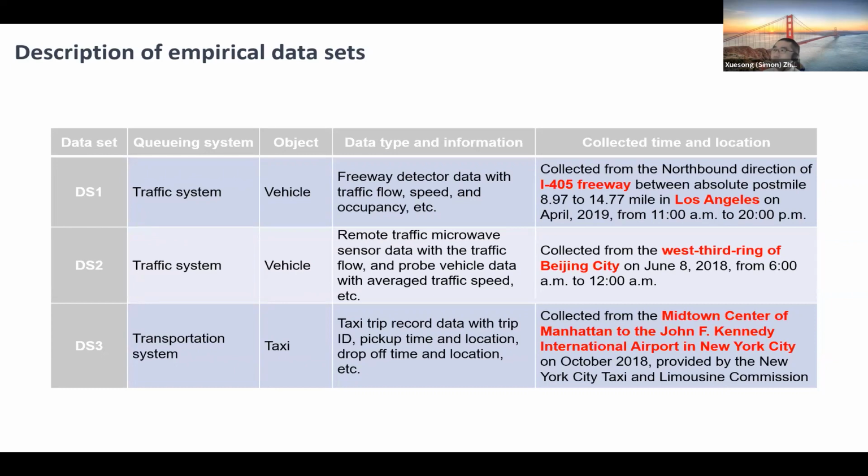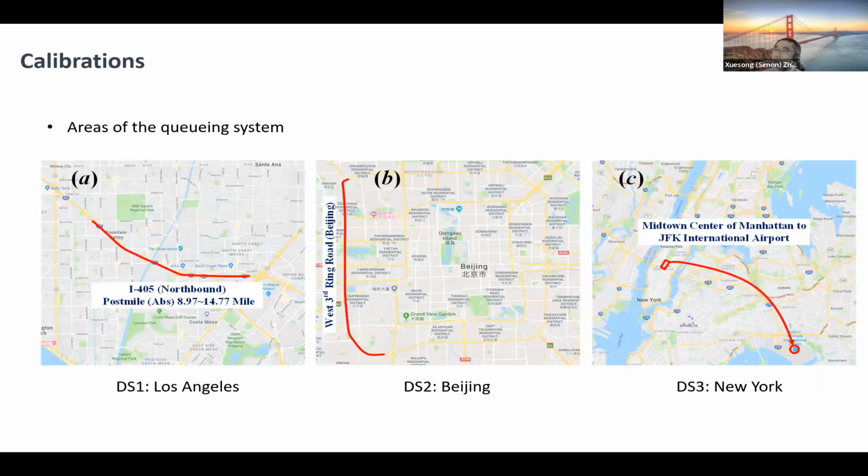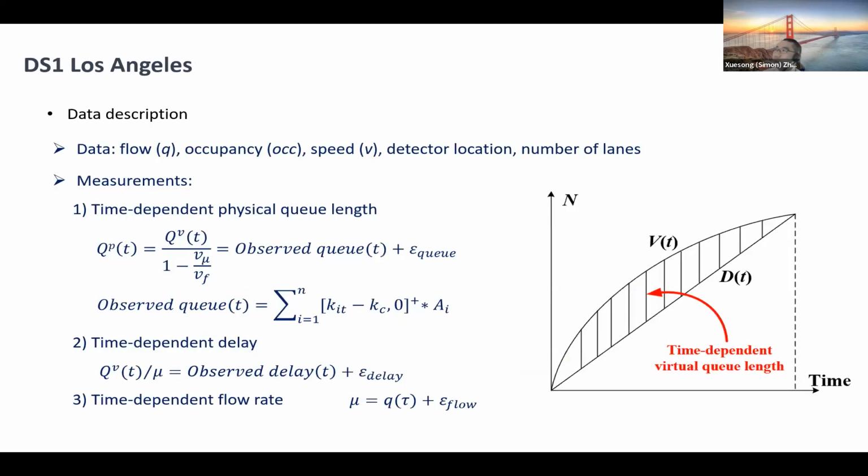We select one particular OD pair to study. This is the spatial origin-destination corridor. And for New York City, we select the OD pair from Midtown Center of Manhattan to JFK International Airport. Let's look at data set number 1, Los Angeles.